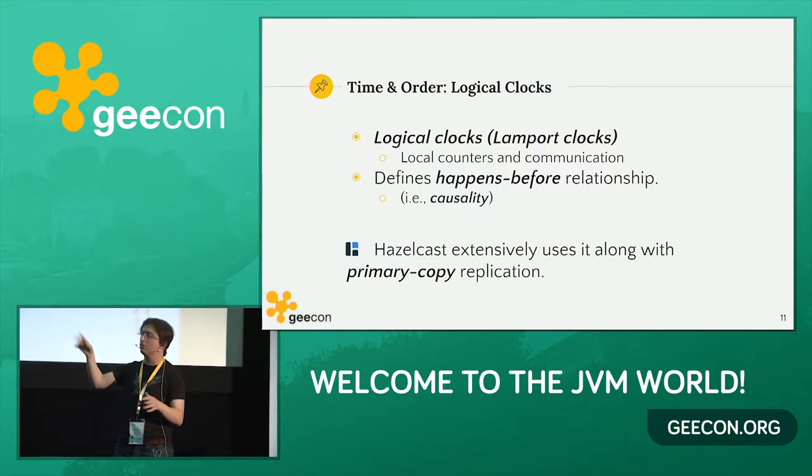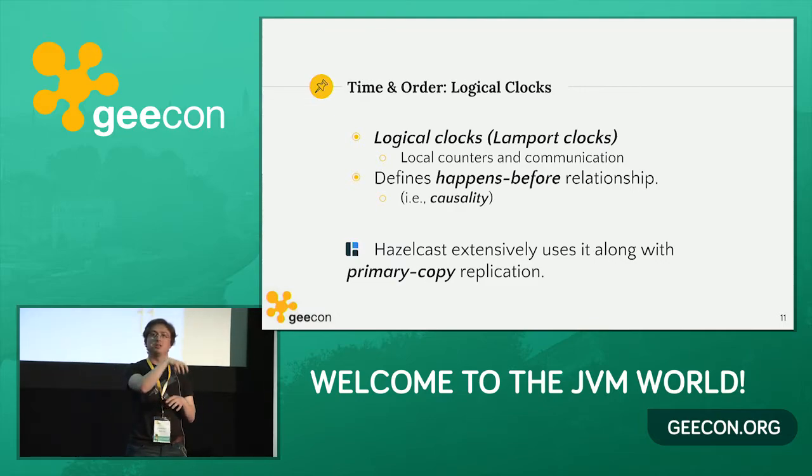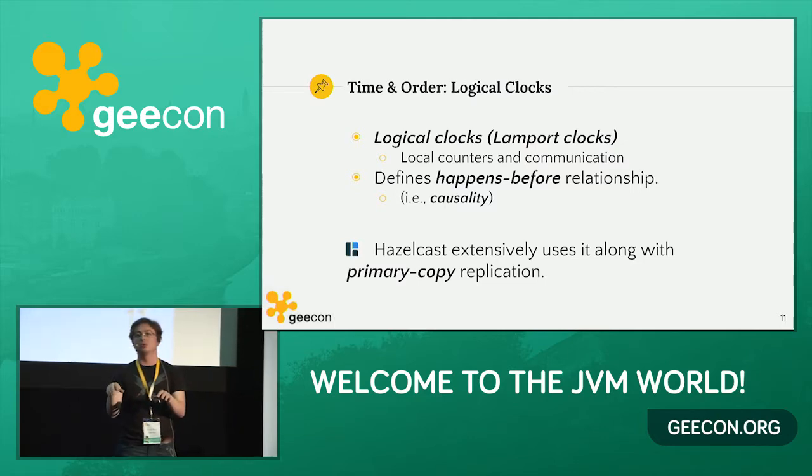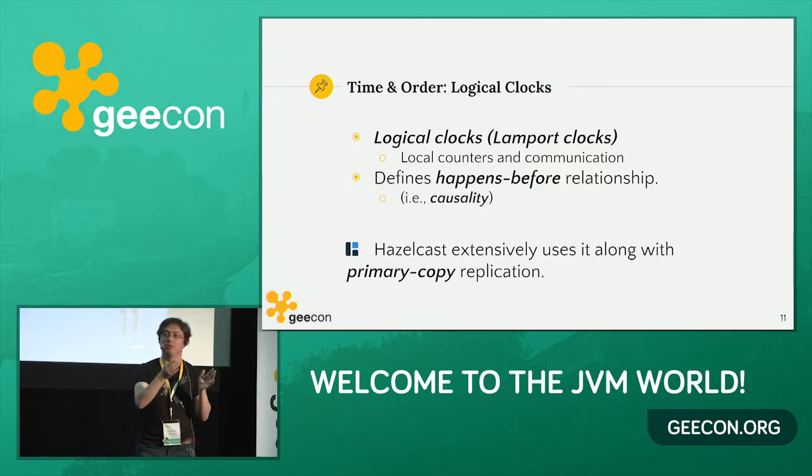And we use it in Hazelcast quite extensively along with primary copy replication. So for instance, in a Hazelcast cluster, there's a single master node who manages the cluster-related tasks like adding new members, removing members, or changing the partition distribution in the system. When it makes a change to this information, it propagates it to other nodes by putting logical timestamps, and each node applies these updates by comparing the timestamps given by the master node so that they will apply them in the correct order.